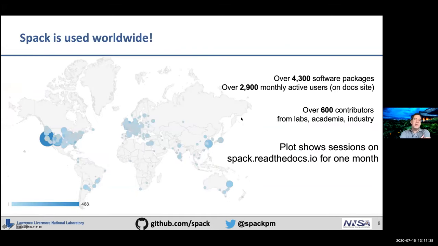Spack, we started the project in 2013, and it's gotten to be pretty popular since then. When we first went public, we had maybe 170 software packages, mostly written by folks at Livermore. We're up to 4,300 software packages in the mainline with almost 3,000 monthly users of our documentation site, and over 600 contributors. We've really managed to grow the project where we have worldwide participation, and most of the packages are contributed by people external to Livermore. It's a big collaboration of a lot of different sites.